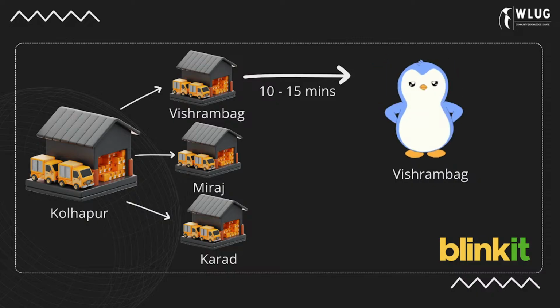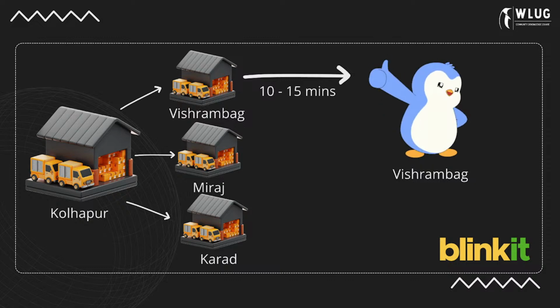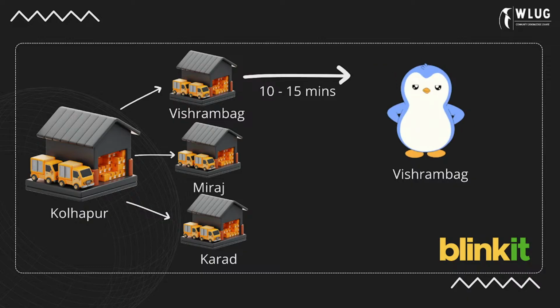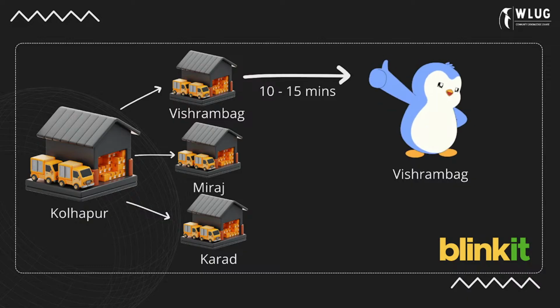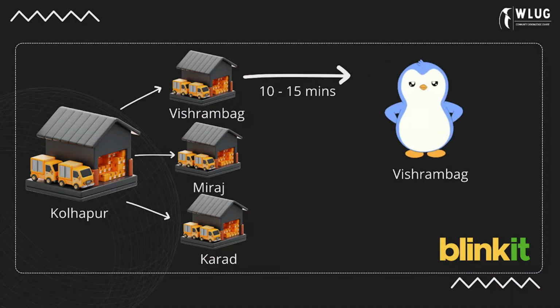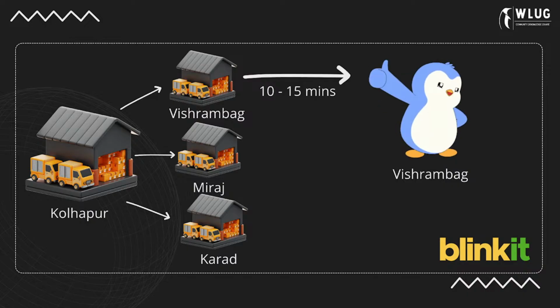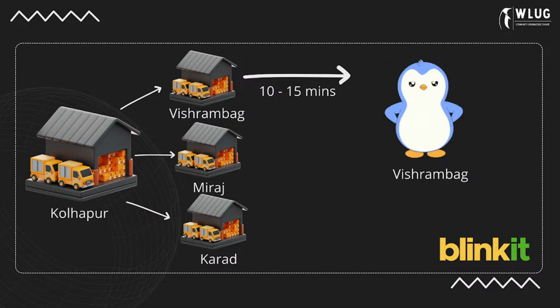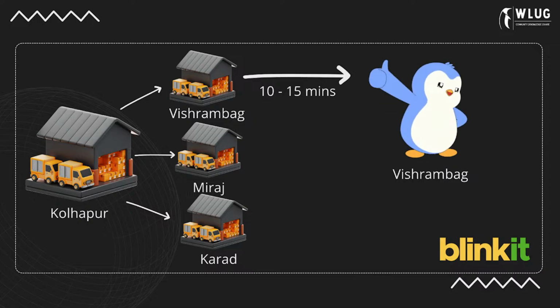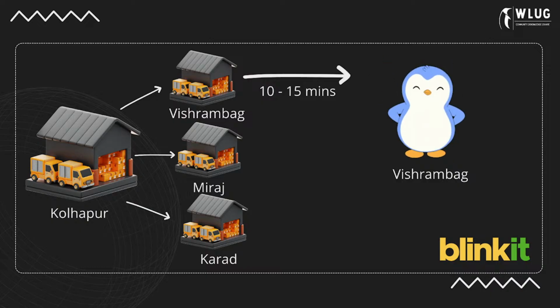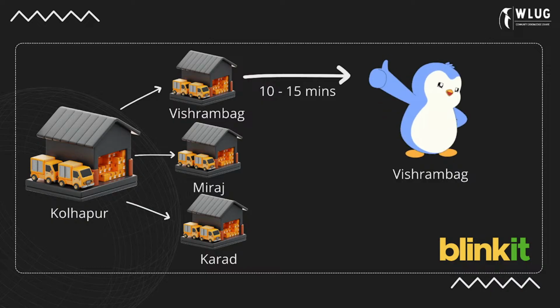In this case, Kolhapur warehouse acts as an origin server, and the other smaller warehouses, like in Vishrambagh, Miraj, Karad, act like edge servers. So now, can anybody tell me what Blinkit acts as? Which pillar is it? CDN, yes, correct.